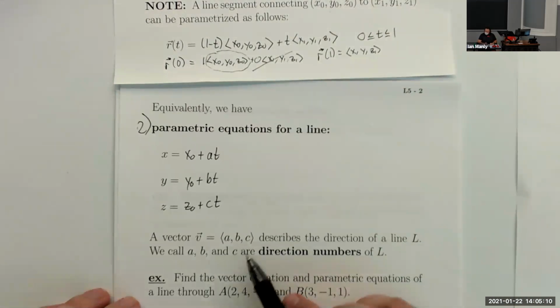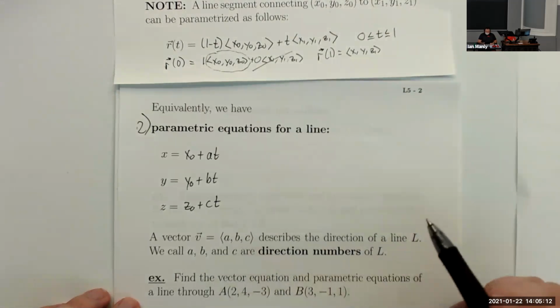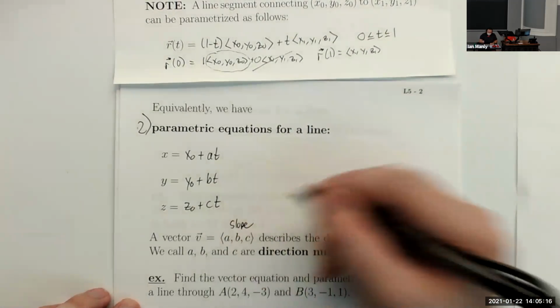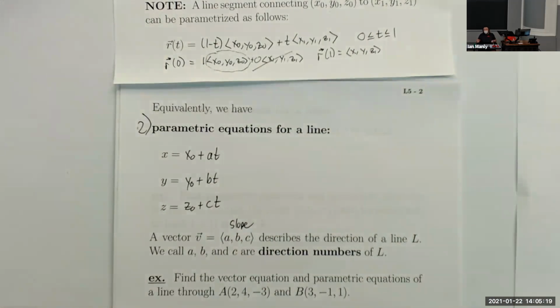Okay, so a vector ABC describes the direction of a line. I already talked about this. The way you can imagine this again is you can imagine it as the slope of your line. That's the best way to think about this V right here.